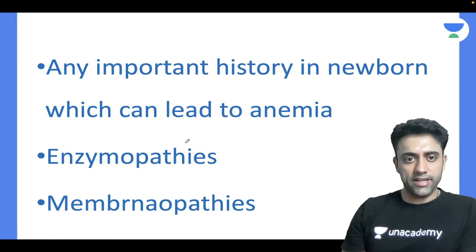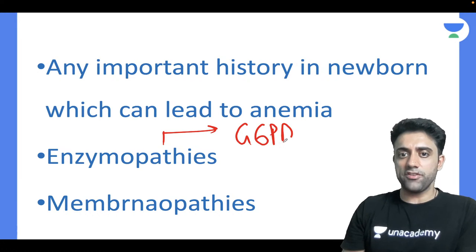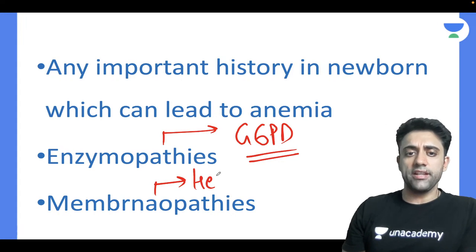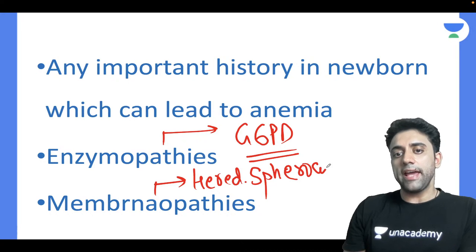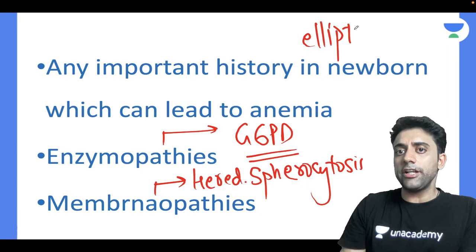Which enzymopathy is very important? Yes, the enzymopathy which is important is G6PD enzyme deficiency. And which membranopathies are important? Same, both are important, ask whatever you like. Hereditary spherocytosis, hereditary elliptocytosis, hereditary pycnocytosis.